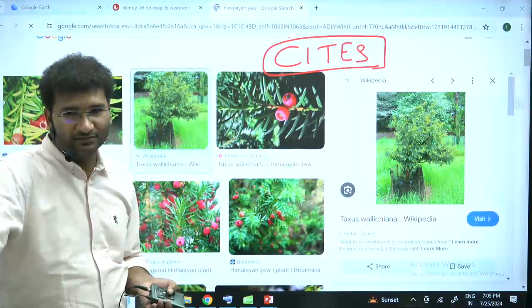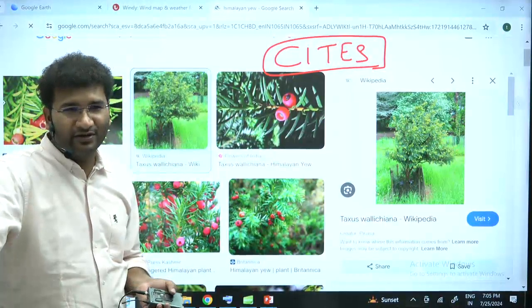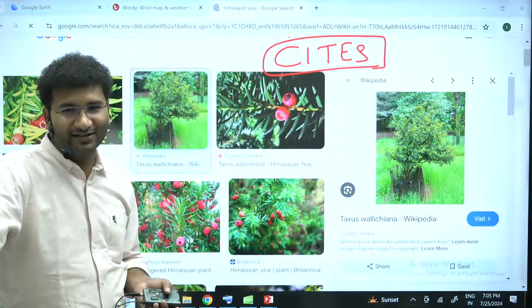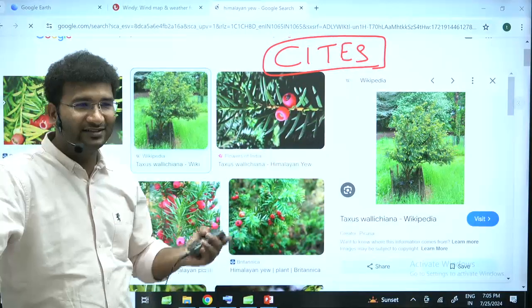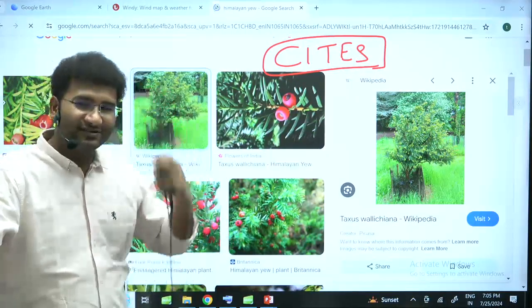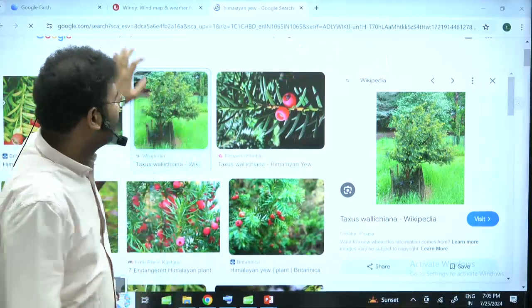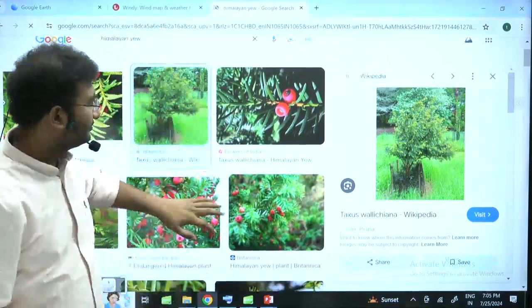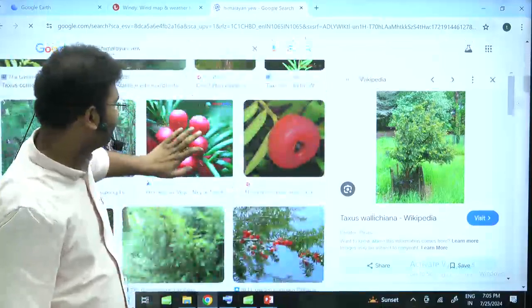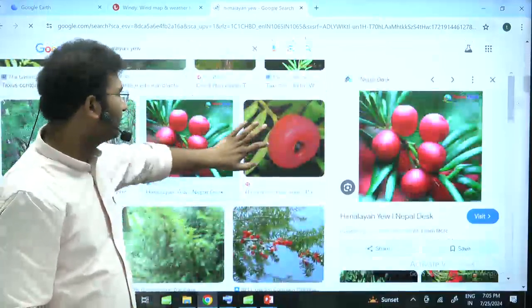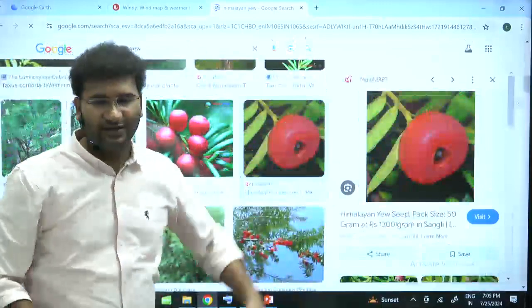Pangolin. Elephant, can you trade, buy and sell elephant? Why? Because it is an endangered species. So likewise, it will be there. CITES violation will be there if you are trading. That is why it is in news.